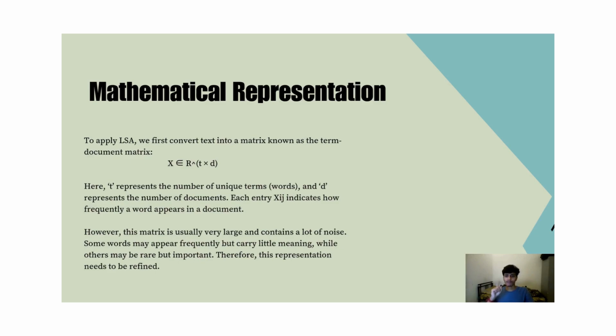First, the matrix is usually very large, especially when dealing with real-world datasets containing thousands of documents and tens of thousands of unique words. Second, it is extremely sparse, meaning most of the entries are zero. This happens because each document contains only a small subset of all words. Third, many words such as the, is, and appear very frequently but do not carry meaningful semantic information. These words can dominate the matrix and distort analysis.